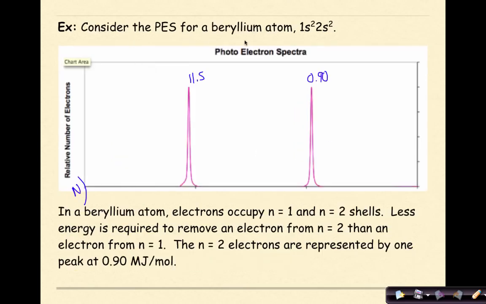Consider the PES for a beryllium atom, 1s2, 2s2. In a beryllium atom, electrons occupy the first and second shells. Less energy is required to remove an electron from the second shell than an electron from the first shell. The second shell electrons are represented by 1 peak at 0.9 megajoules per mole. So since these 2 are the same height, I have 2 electrons here and I have 2 electrons here. This peak representing 1s2 and this peak representing 2s2.